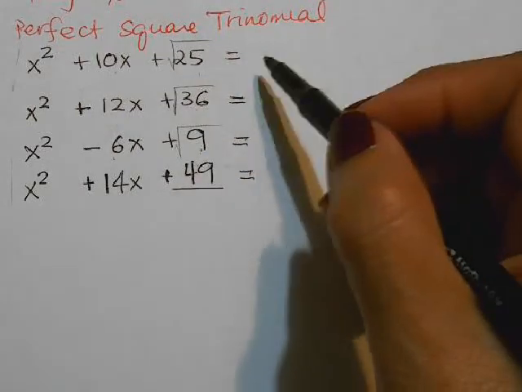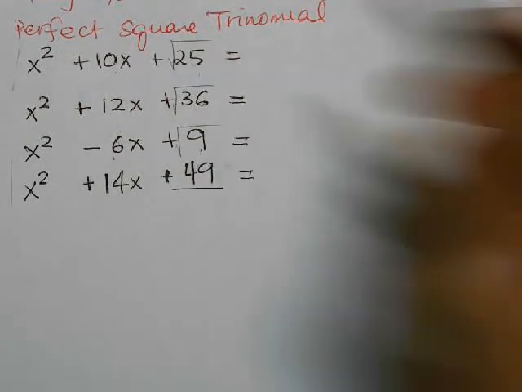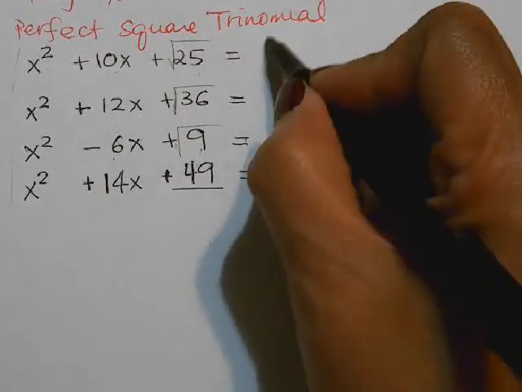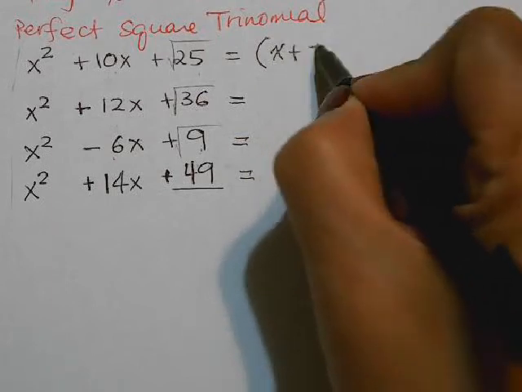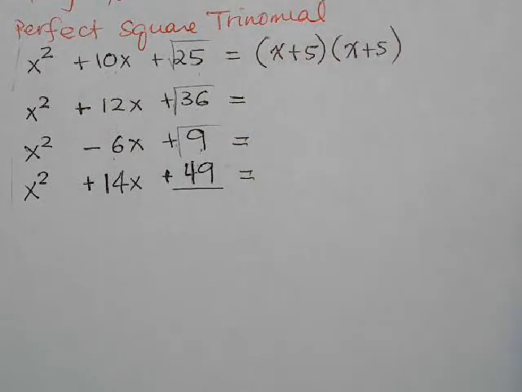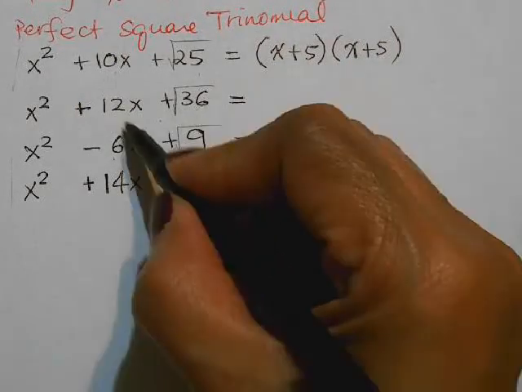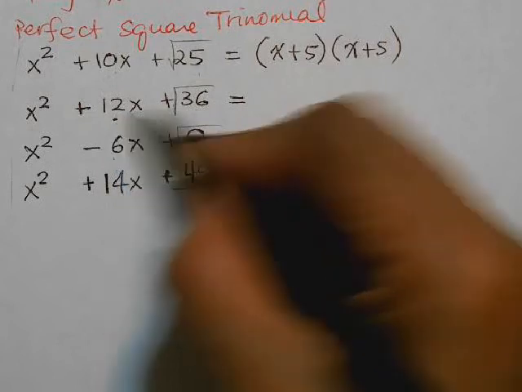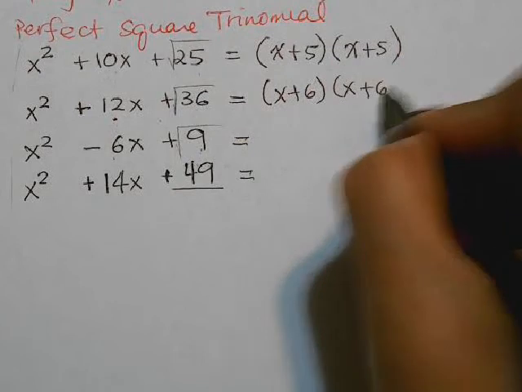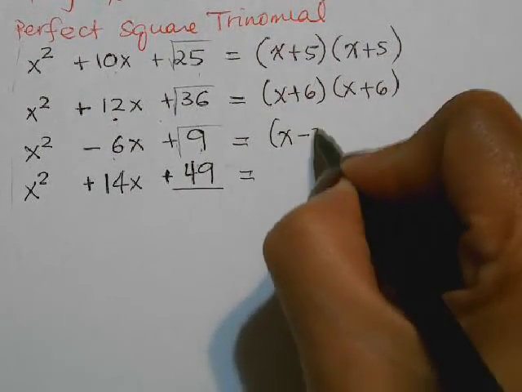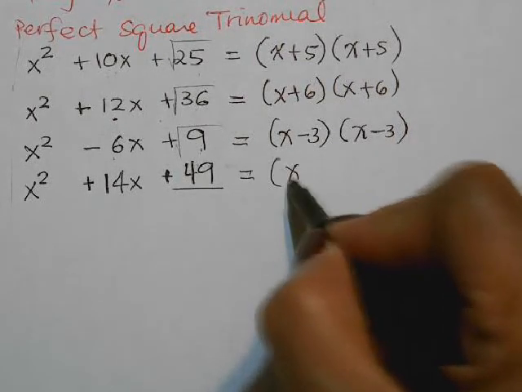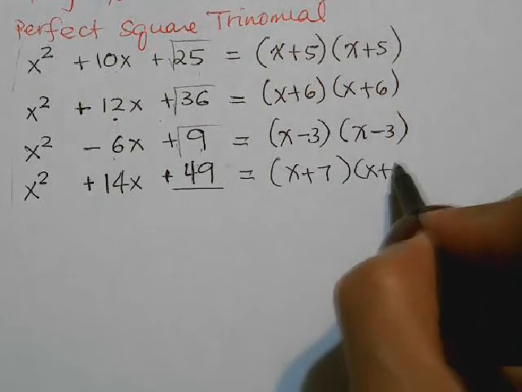So answer this, pause the video. What are the factors? This is a simple trinomial, but it's a perfect square trinomial, and you will see. So that's x plus 5, x plus 5. This one will be, what number adds to 12 and multiplies to 36? x plus 6, x plus 6. x minus 3, x minus 3 here. x plus 7, x plus 7.